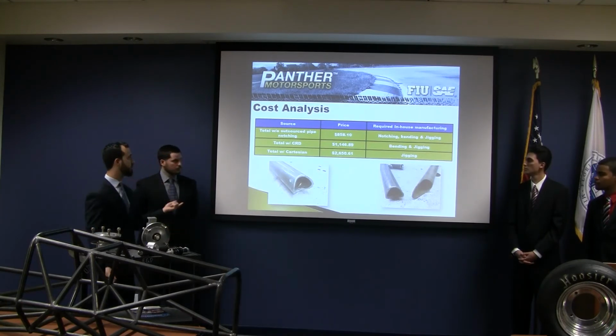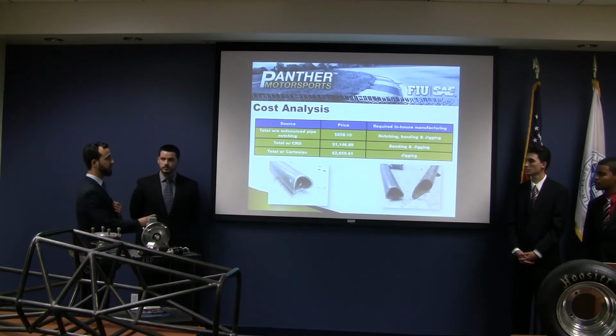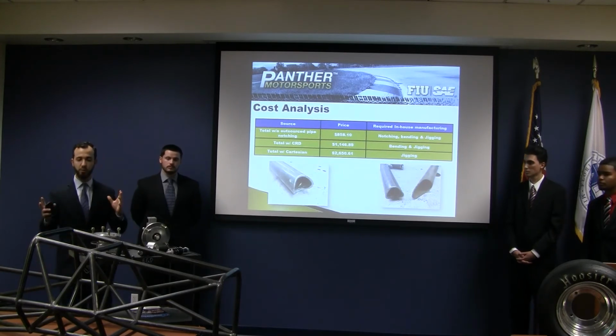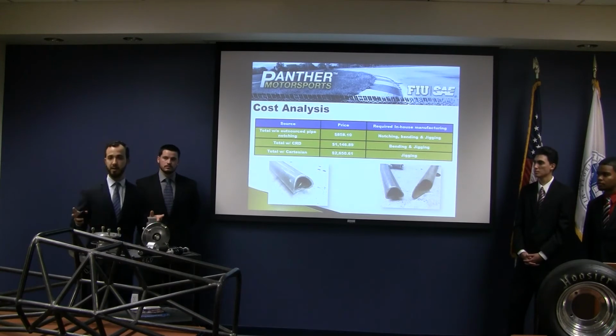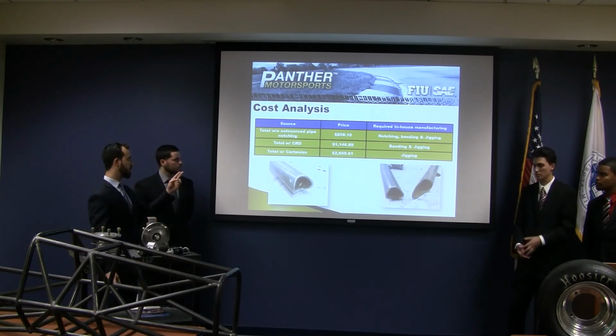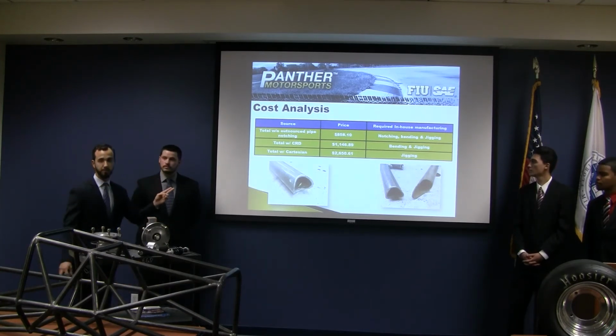And our last choice would be a company called Cartesian, which would cost about $2,600, and they would do everything for us. All we would have to do is, when our pipe members come in, jig it all together and weld it. So we ended up going with the second choice, which is about $1,200.